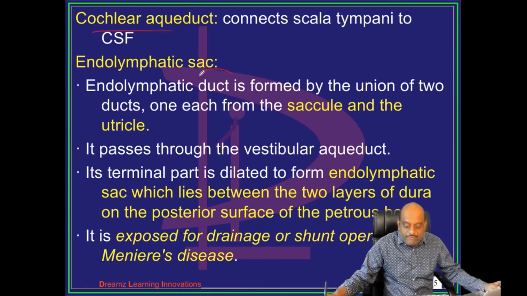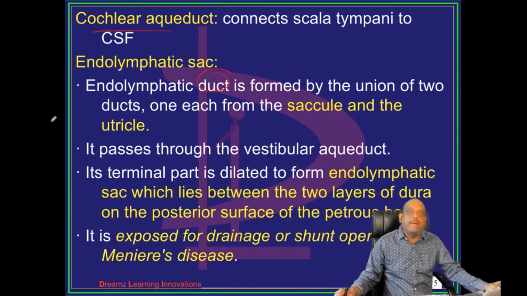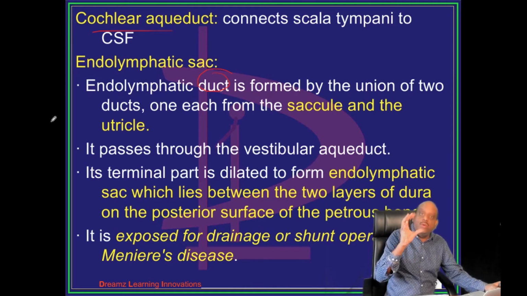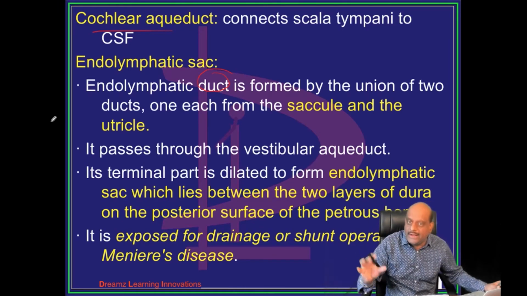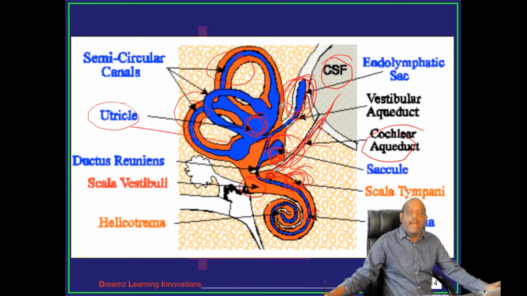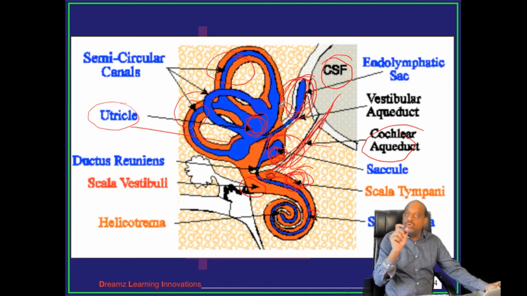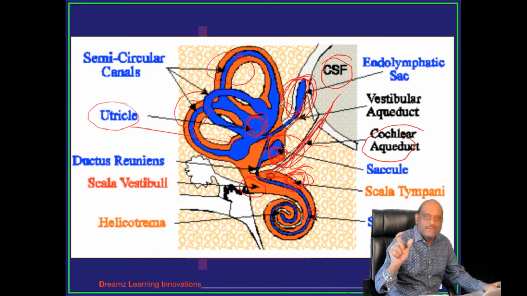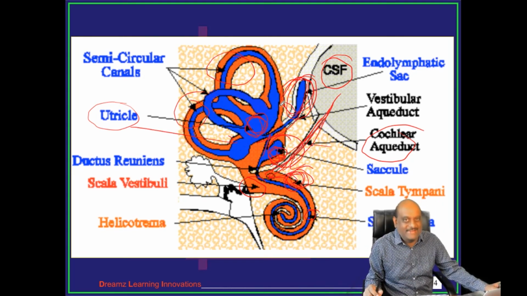And the endolymphatic duct is basically formed by what? It is the union of the saccule and utricle. So you have the utricle here, you have the saccule here. Both ducts unite and form the endolymphatic sac, whose dilatation leads to the development of Meniere's disease. Hydrops of the endolymphatic sac in Meniere's disease.